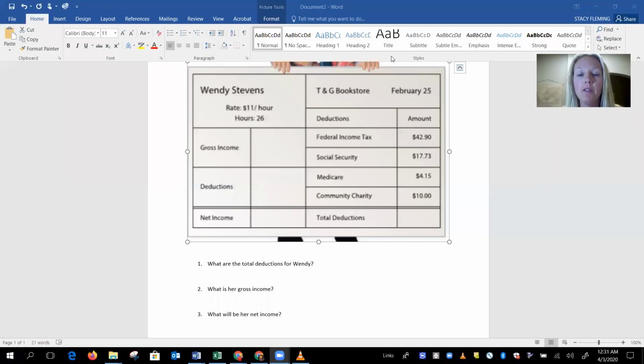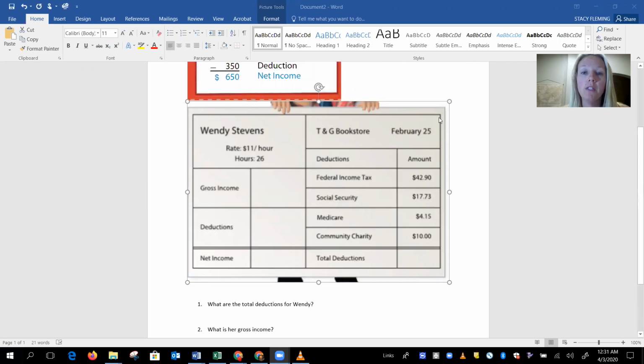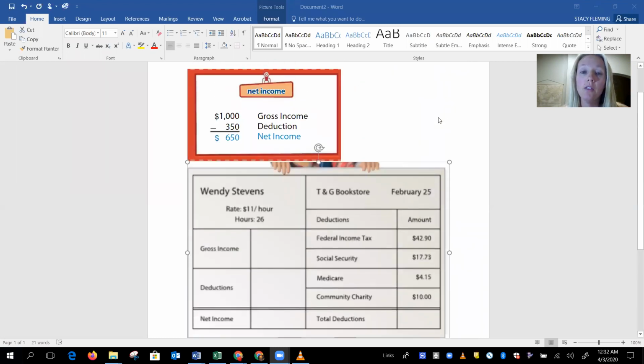Hey kiddos, so I'm just going to go over a couple of things with you on the first 3 questions that you're going to do today, okay? So during our lesson, we talked about some new vocabulary words. We talked about gross income, we talked about net income, what a deduction was, and then the types of taxes.